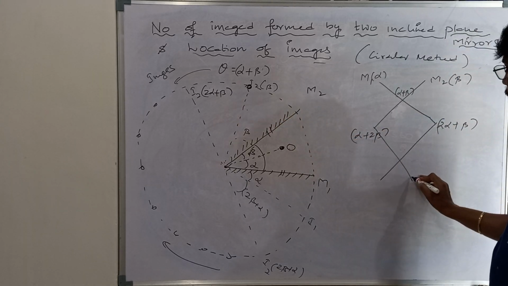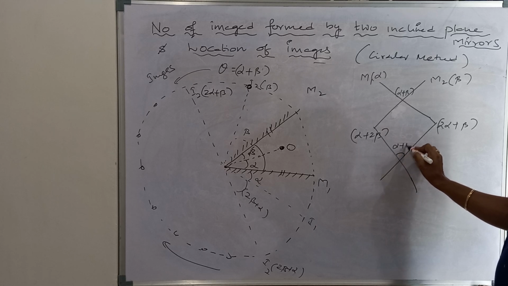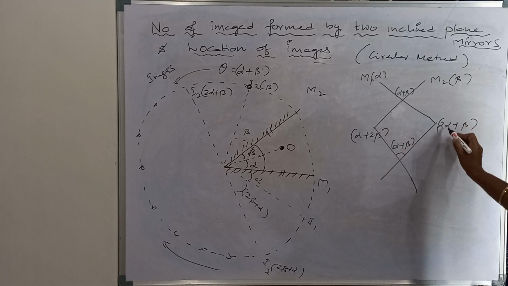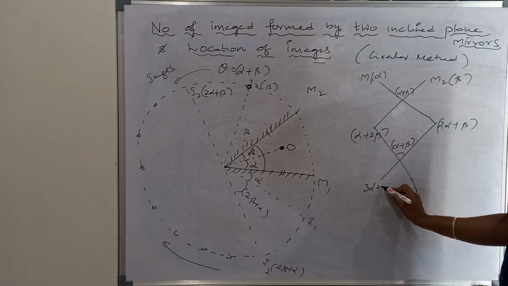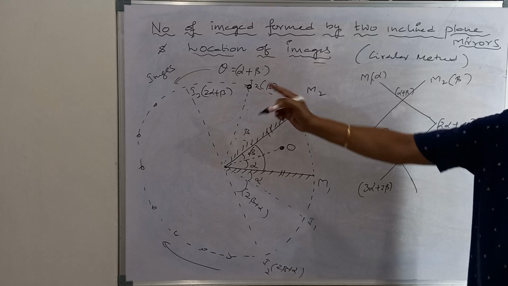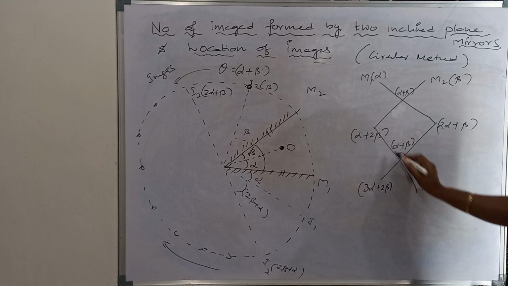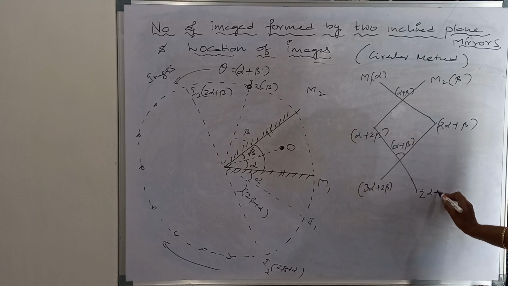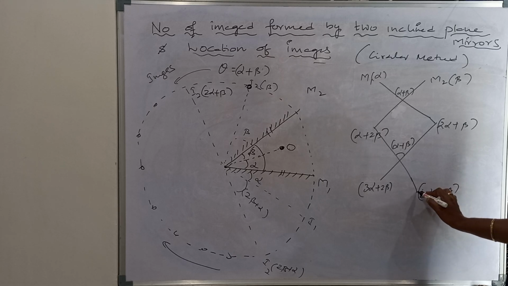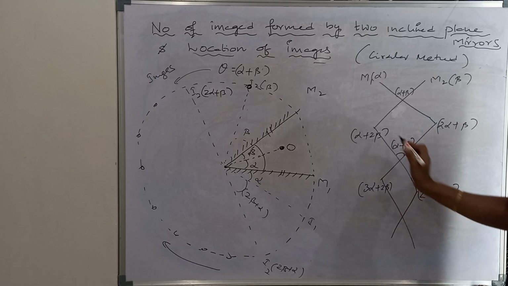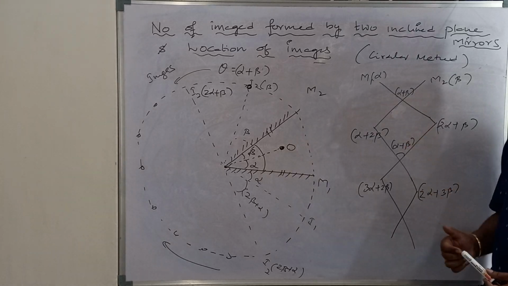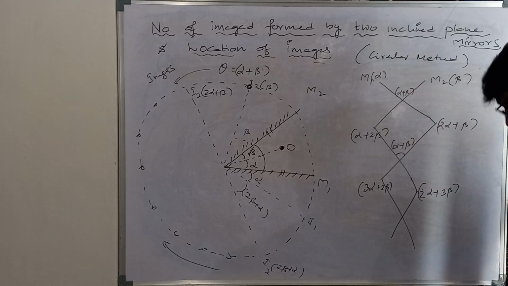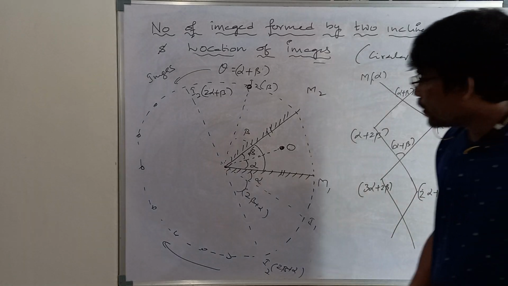Similarly, where is the next image? The next image is, this is alpha plus beta, of course. So the next image for this is 2 alpha plus alpha, 3 alpha plus beta. So the next image is formed at 3 alpha plus beta. Here the next image is formed at 2 alpha plus 3 beta. So in this process, all the images are formed on the circumference of a circle. Let us take some examples, work out this method in detail and derive our final shortcut. Please copy.